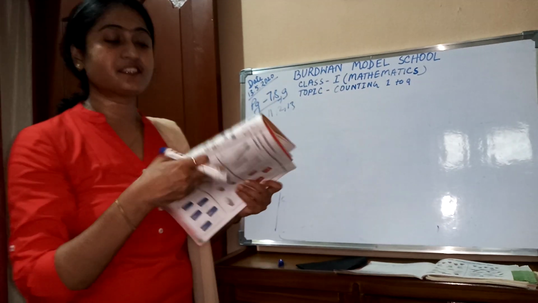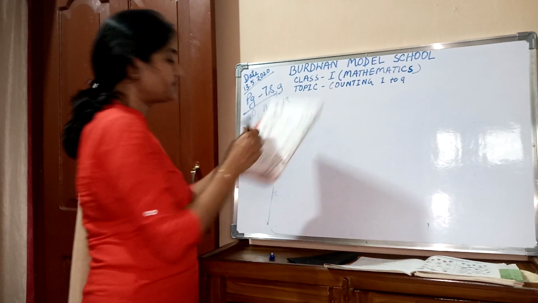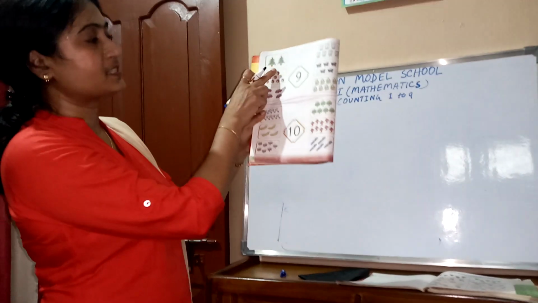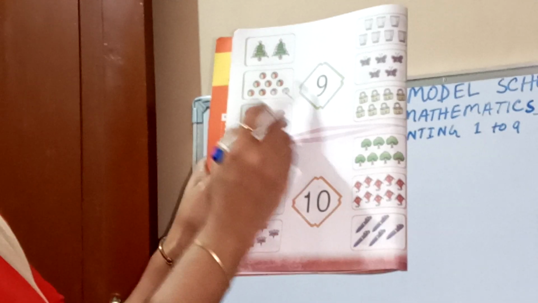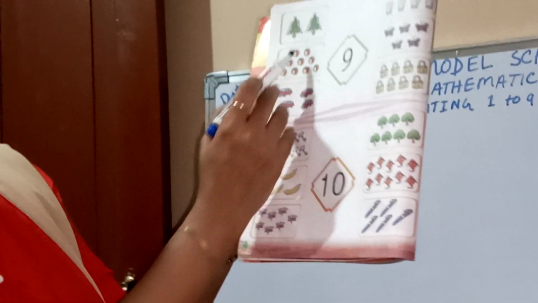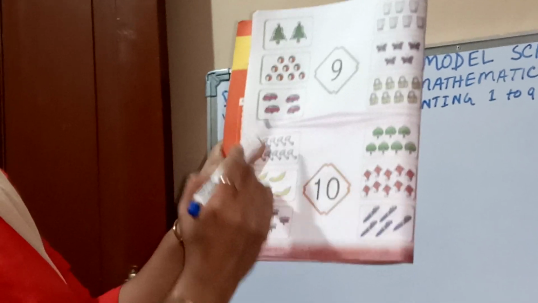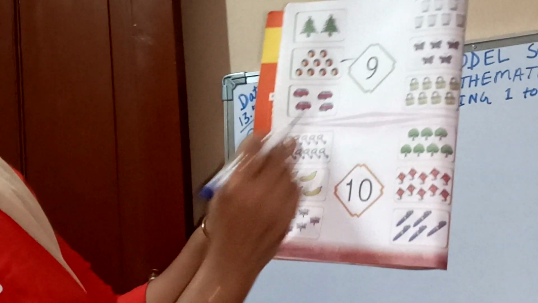Now, this is the last page. Page number is 14. Today, this is the last page. Page number 14. Same, same match. Count and match with that number. First, there is a number 9. You have to match 9 objects. In which box are 9 objects? Now, 1, 2. No. 1, 2, 3, 4, 5, 6, 7, 8, 9. Yes. 9 balls. This is match with this.